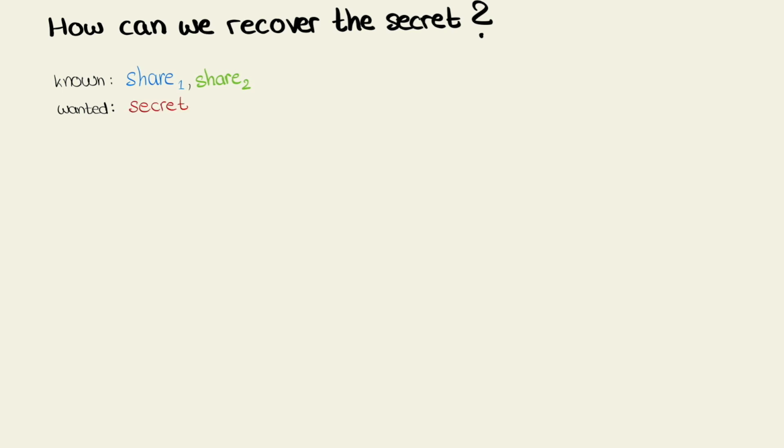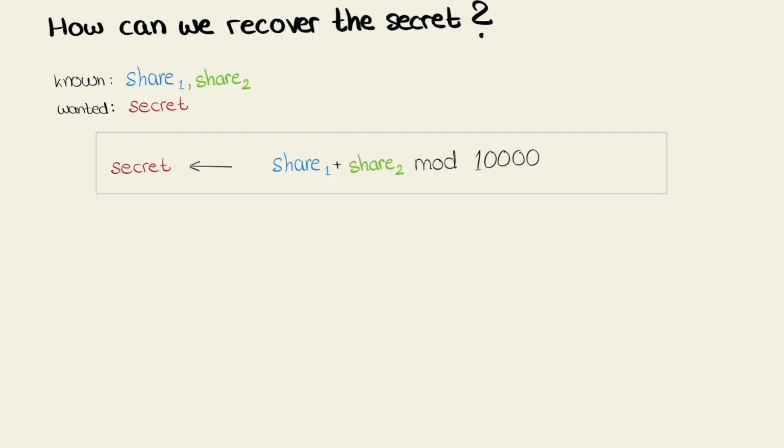To do this, they just need to add the share of Alice and the share of Bob together, and to ensure that the secret consists of 4 digits, or in other words, that it will result in a number smaller than 10,000, we will take the sum modulo 10,000. And then this will result in the secret.